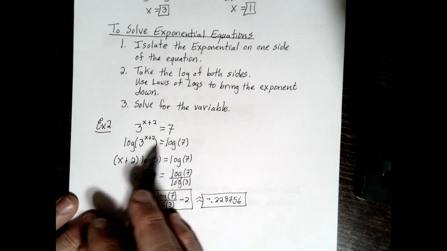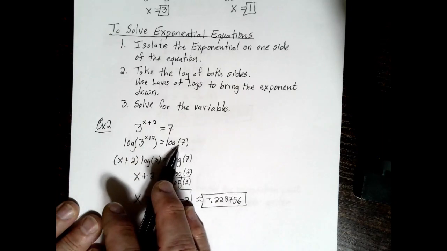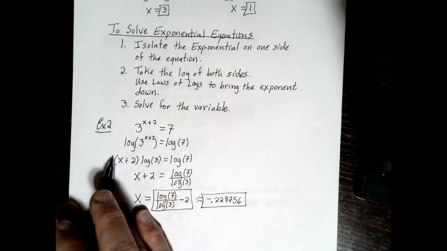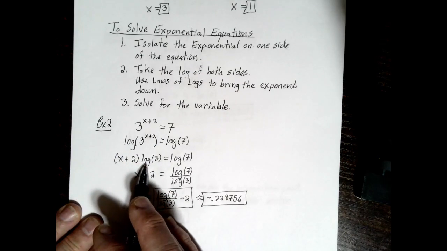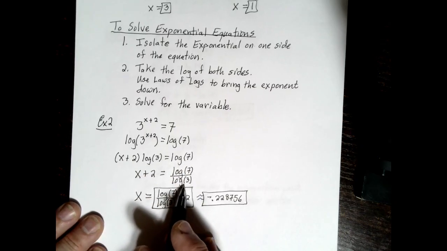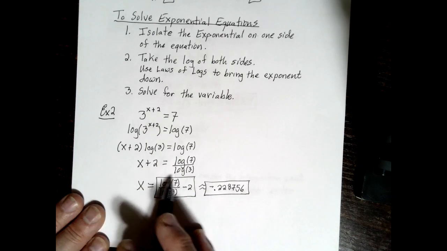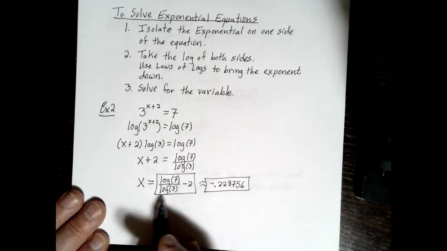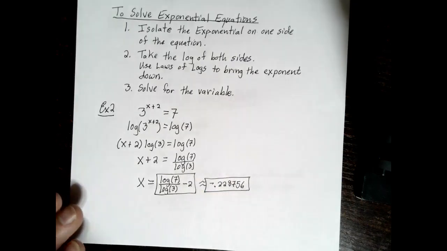If you take the log of both sides, you get log of 3 to the x plus 2 equals log of 7. You can bring that x plus 2 out front. Alright. Now if you divide both sides by log 3, and you can do that, you get x plus 2 all by itself, and then just subtract 2. And now this is your exact answer, and this is your approximate answer.